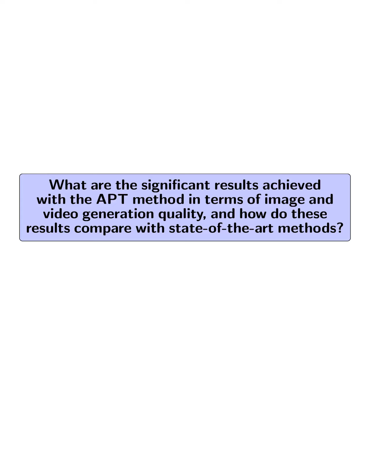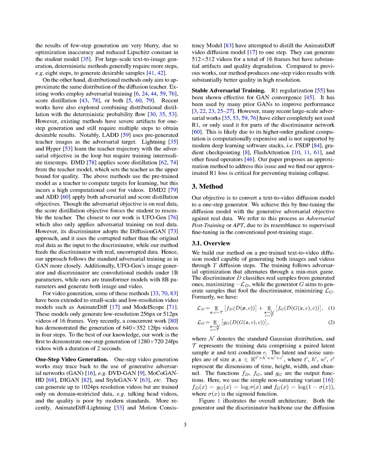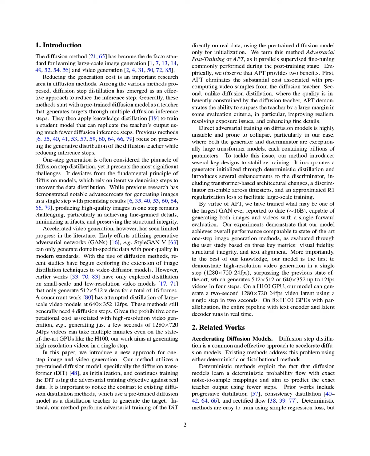What are the significant results achieved with the APT method in terms of image and video generation quality, and how do these results compare with state-of-the-art methods? The adversarial post-training APT method demonstrates significant advancements in both image and video generation quality. Specifically, it achieves high-resolution video generation at 1280 x 720, 24 fps in a single step, surpassing previous state-of-the-art methods that required multiple steps and produced lower resolutions, 512 x 512 or 640 x 352.